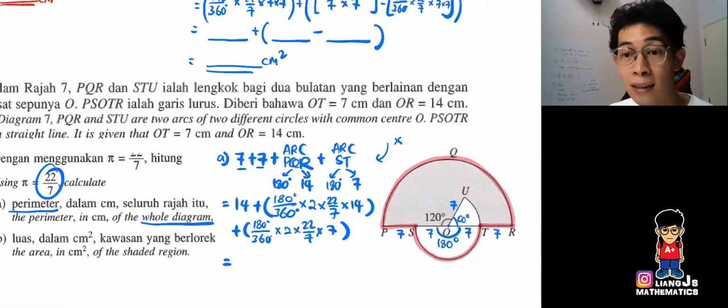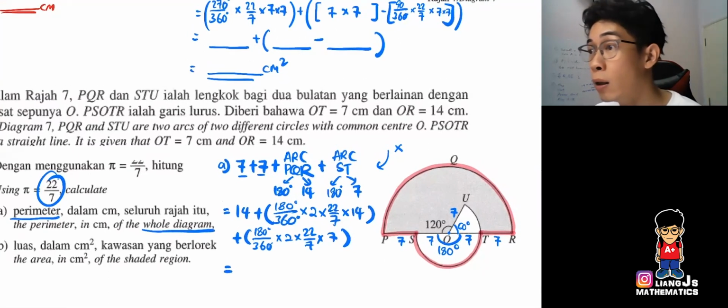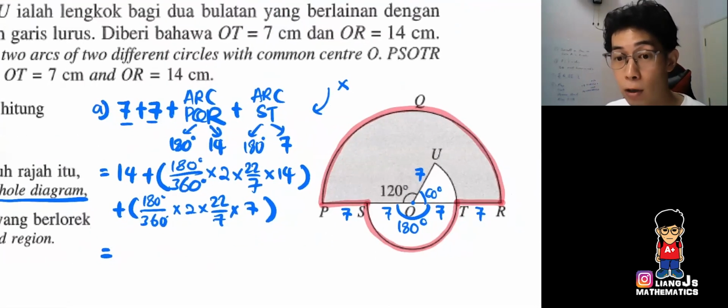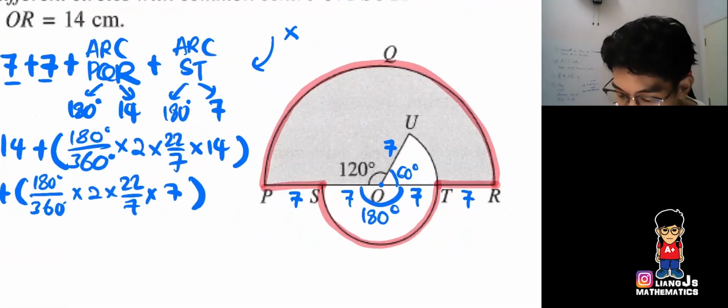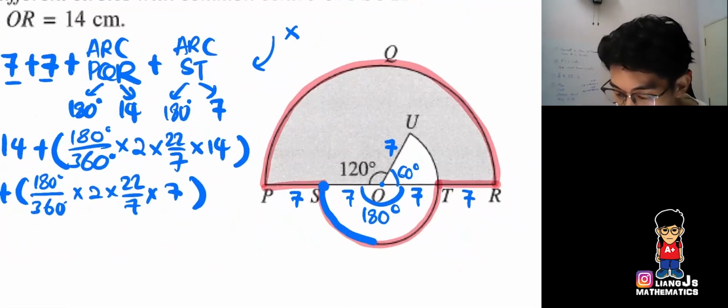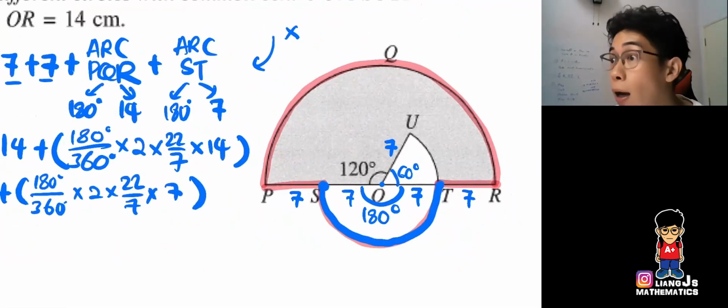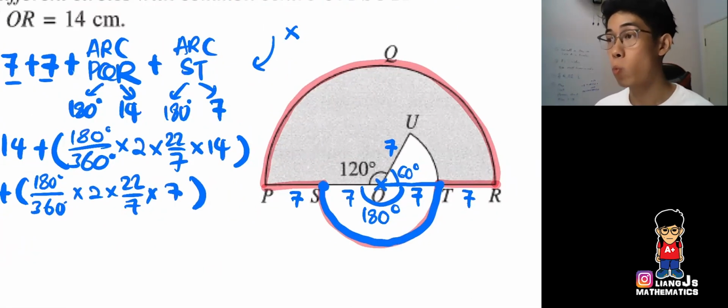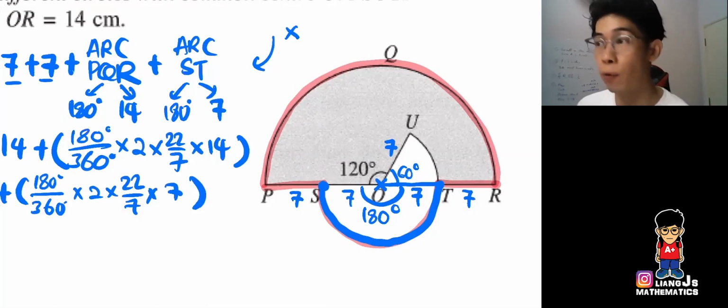Let me answer this student first. Teacher, why is the radius 7? Let me show you ST. I make it bigger and show you. Can you see ST? It's here to here. I draw it out. Can you see that? And the center is in the middle, right? The radius is 7. That's why I write the 7 there.